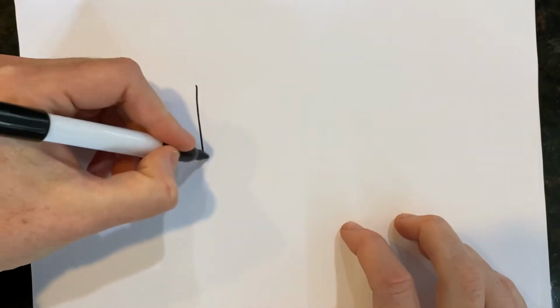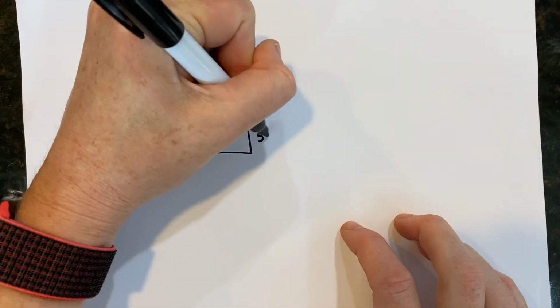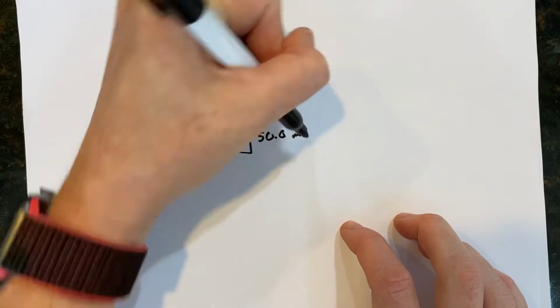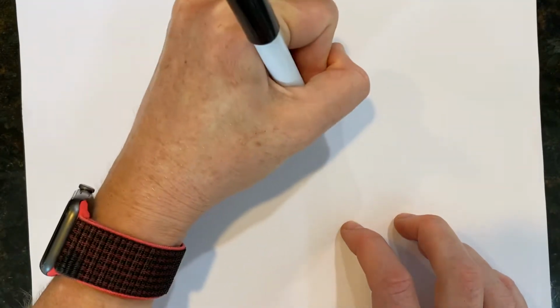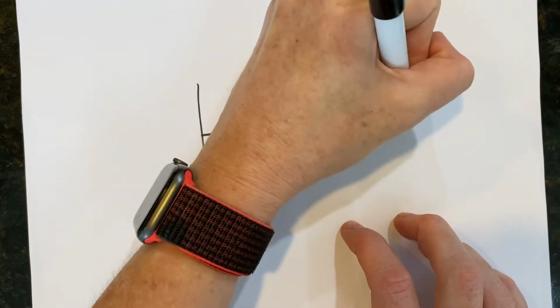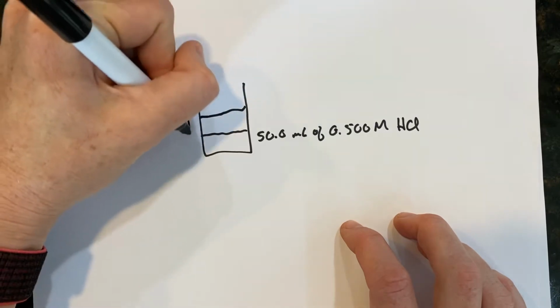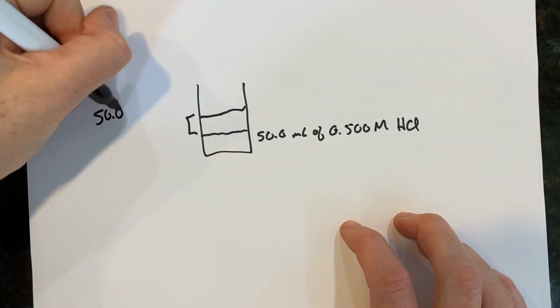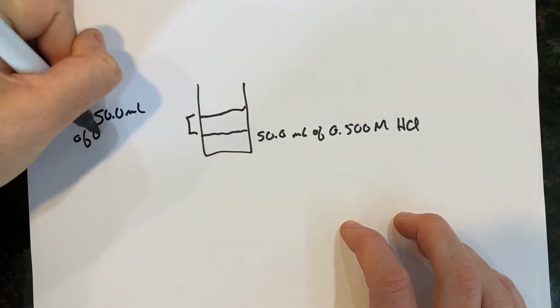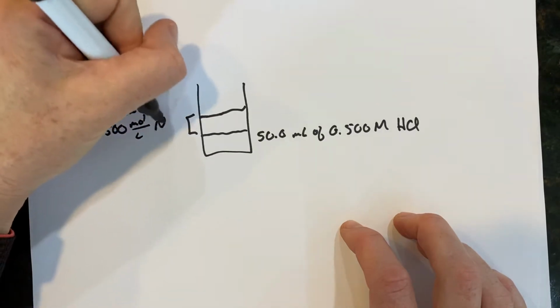Okay, so the question is essentially saying you've got some kind of container. In that container, you're mixing 50.0 milliliters of a 0.500 molar solution of HCl, which is acid, with 50.0 milliliters of 0.500 mole per liter NaOH.